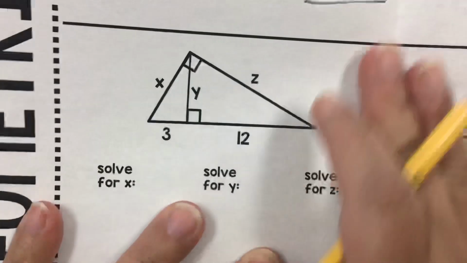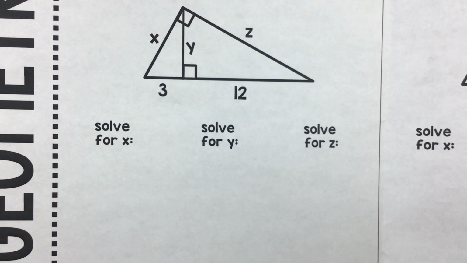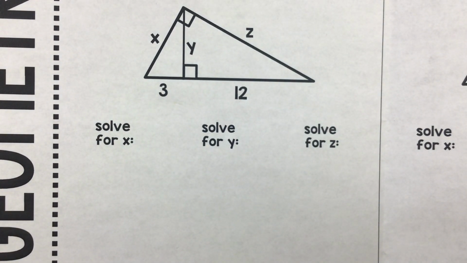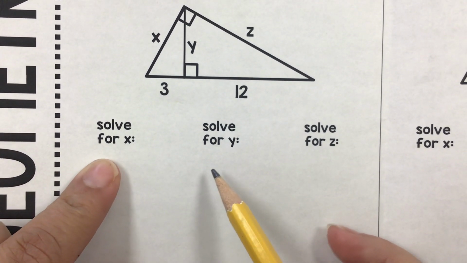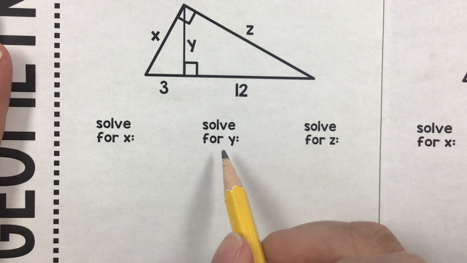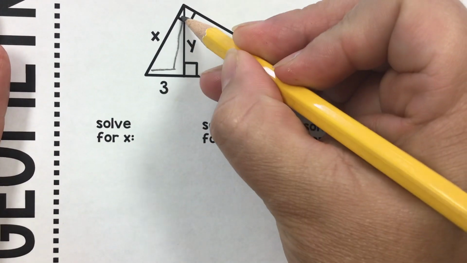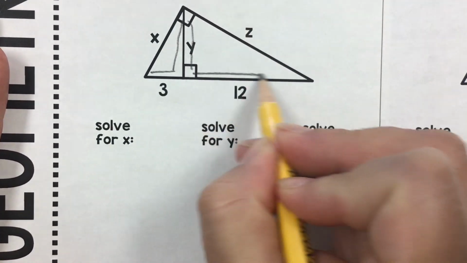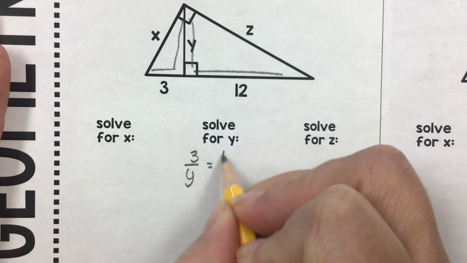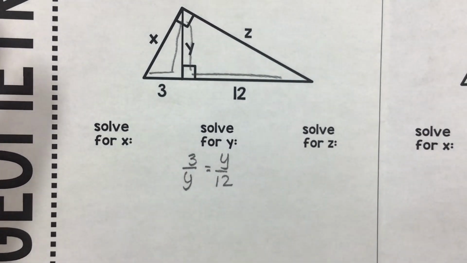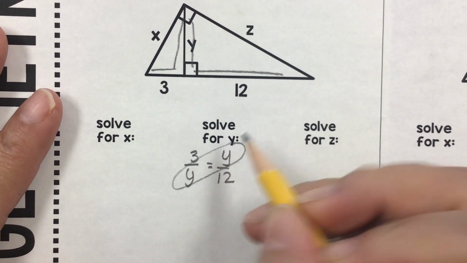Let's take a look. On this first example that we have, the easiest problem to set up is for the Y. So you don't have to do them in alphabetical order. You could do the ones that you see easiest first. I see this one first. And this one's set up by 3 divided by y is equal to y divided by 12, where y was the geometric mean. We're going to cross multiply.